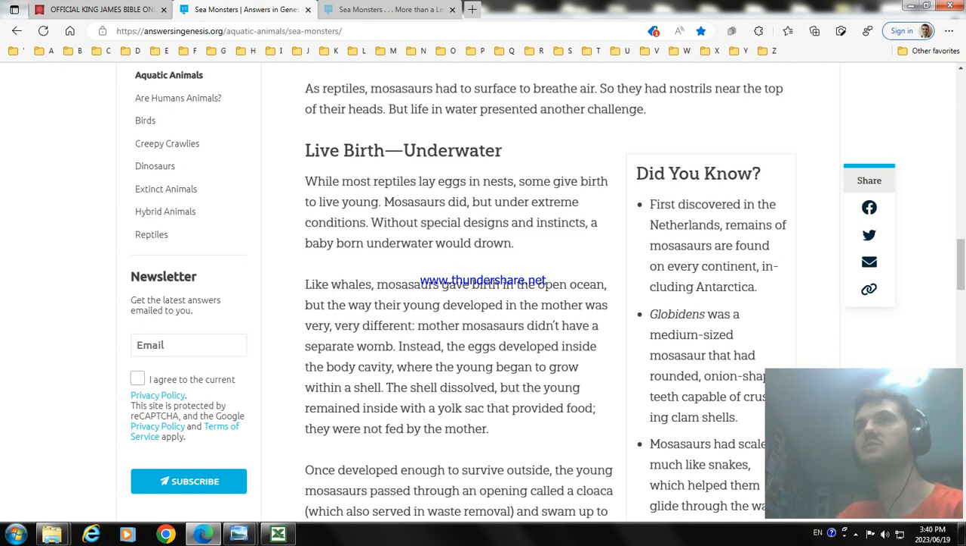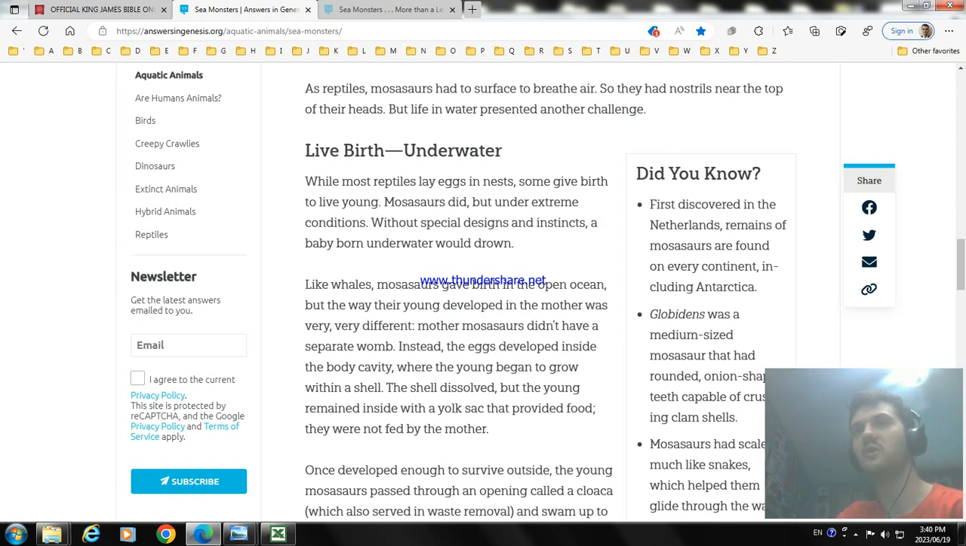As reptiles, mosasaurs had to surface to breathe air, and they had nostrils near the top of their heads. But life presented another challenge: live birth underwater.